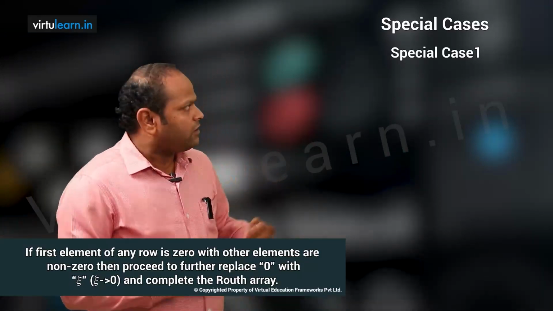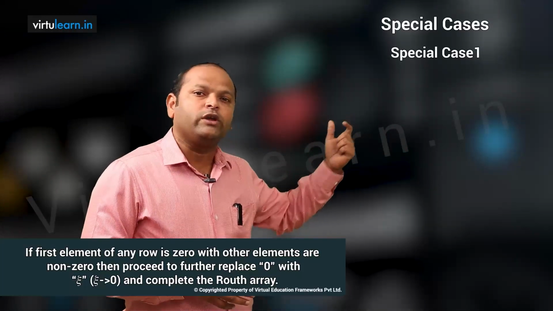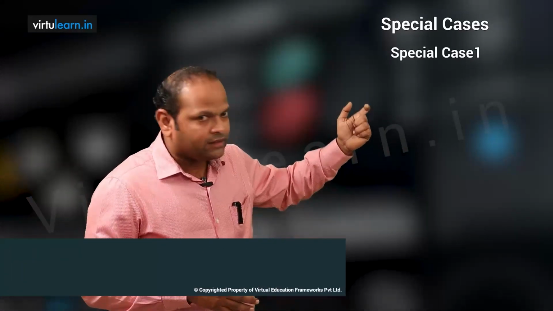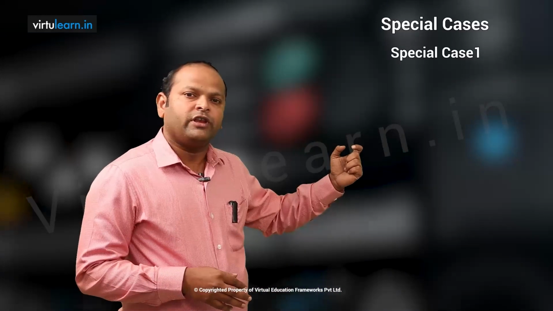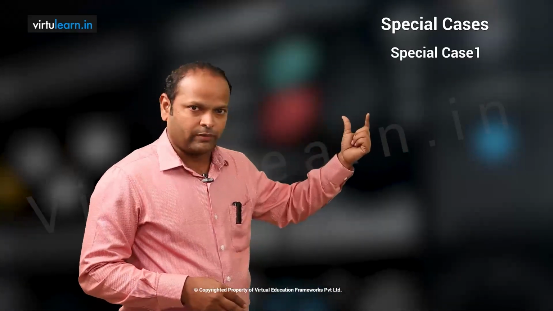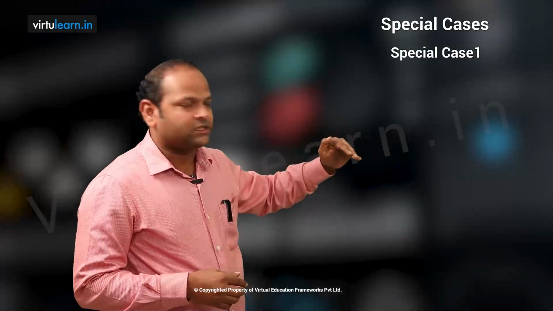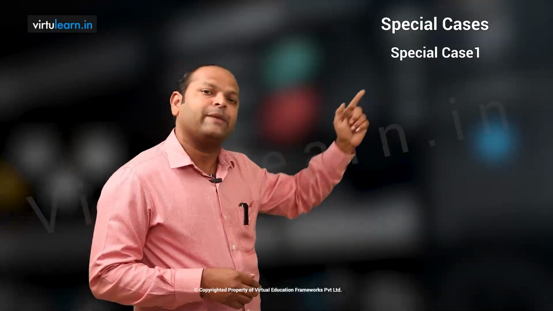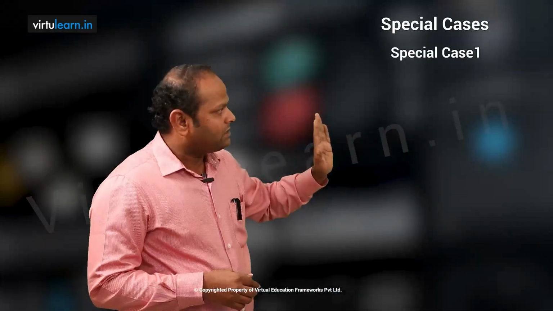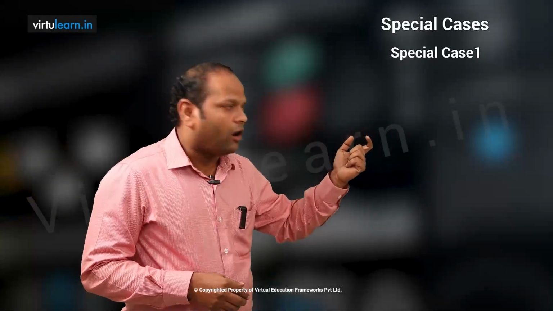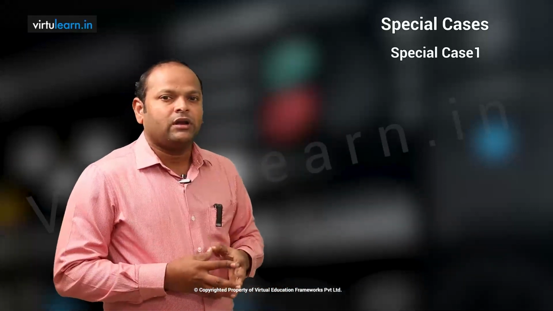So what happens when the first element of any row is 0? When you are calculating the next row elements, we need to take some calculation divided by the first row element. That gives infinity, right? So then we cannot proceed further. To remove that obstruction, what we do is replace 0 with epsilon. And remember, in this case, I will have only one 0 element, and that is in the first element. All other elements of that row are non-zero, right? So this is special case 1.